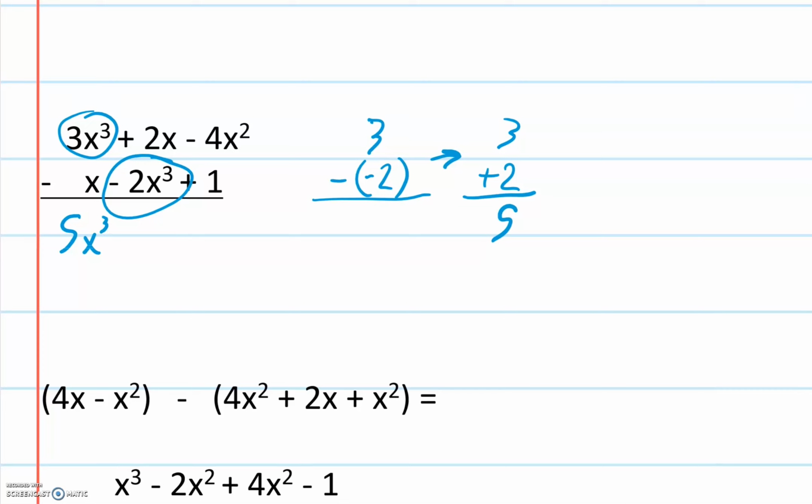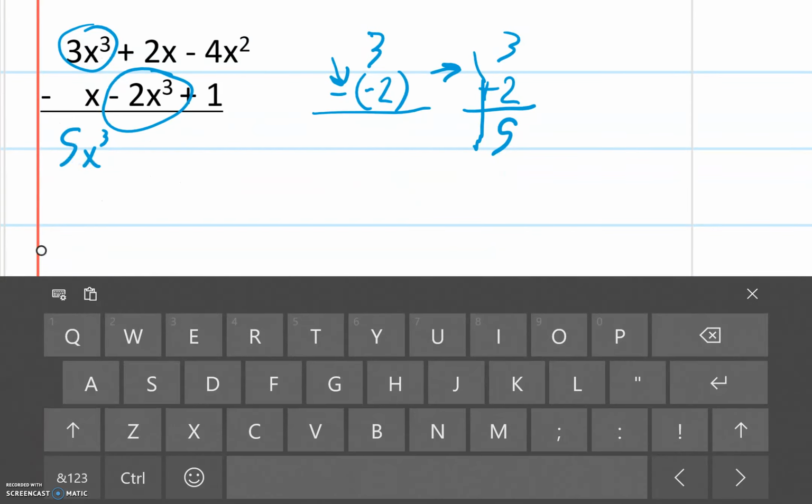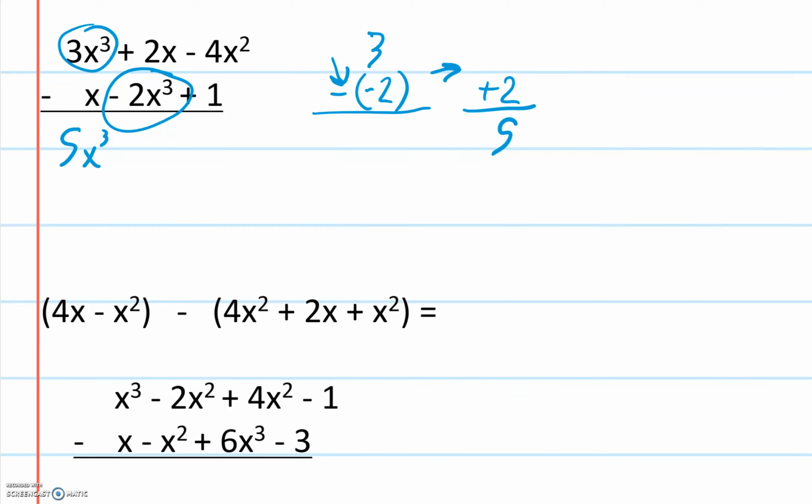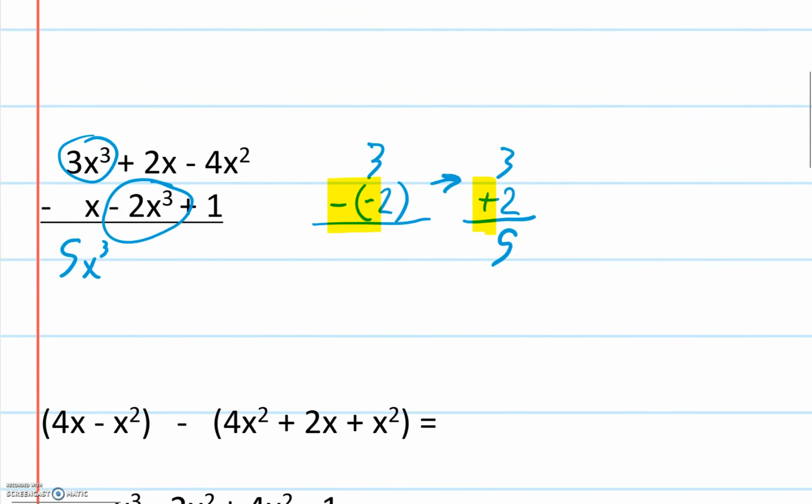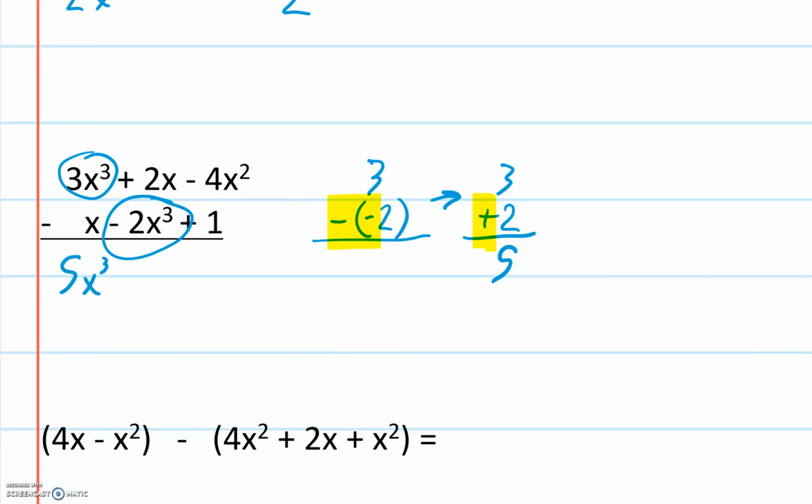Okay, so what we did was two negatives make a positive. Sorry, two negatives make a positive. So negative negative equals positive. Okay, so every sign inside here basically will flip. So I'll show you in a second what that means, but let's try the next one.